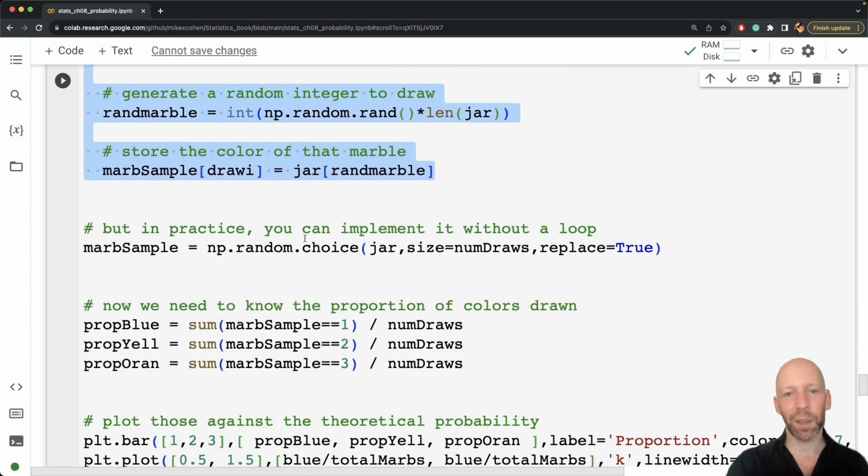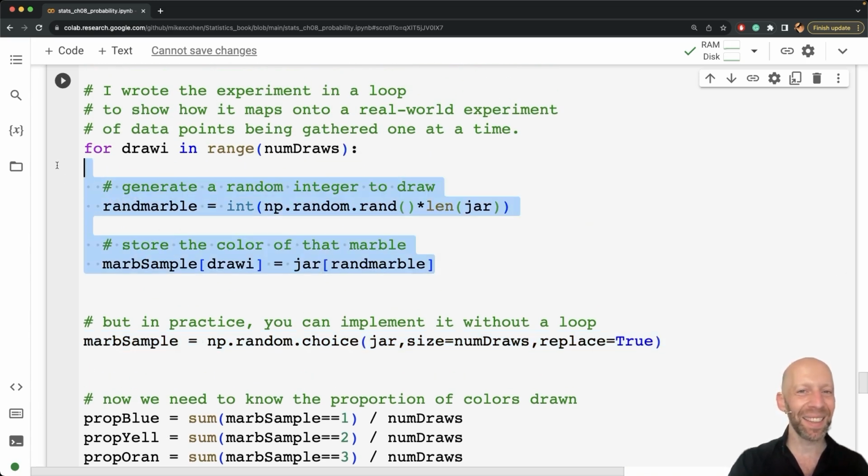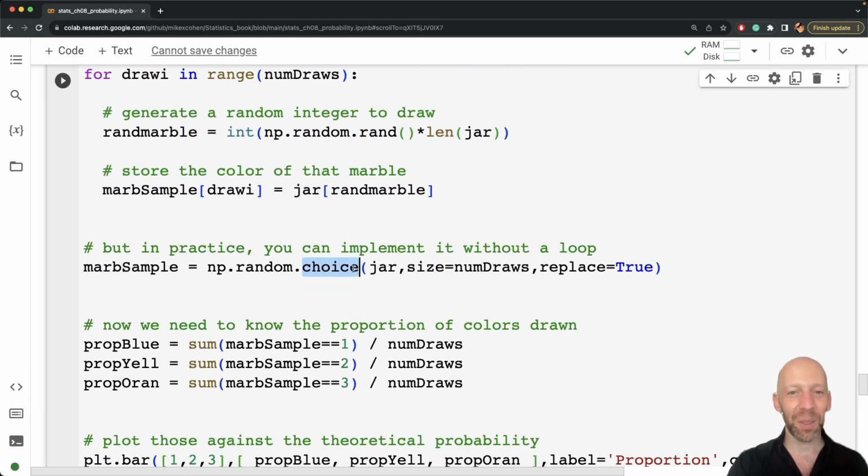In practice, code like this is more efficient. This does exactly the same thing as all of these lines of code here, just in one convenient line of code. The important thing, if you're using numpy.random.choice, is to make sure you are setting this parameter appropriately. Replace equals true means we are sampling with replacement. If you set replace to be false, that means we are not sampling with replacement. So if this were false, it would mean that every time we reach into the jar and pull out a marble, we put that marble aside and don't put it back into the jar. So that is not what we want.